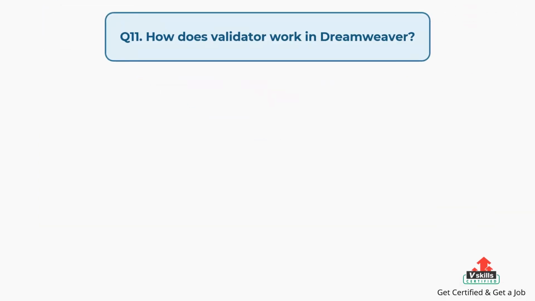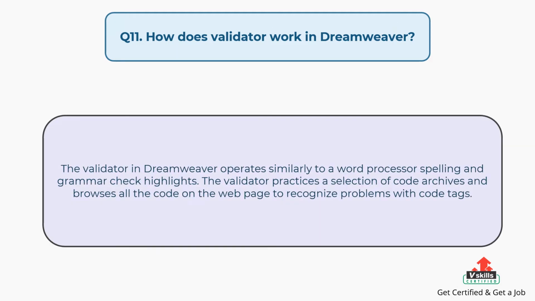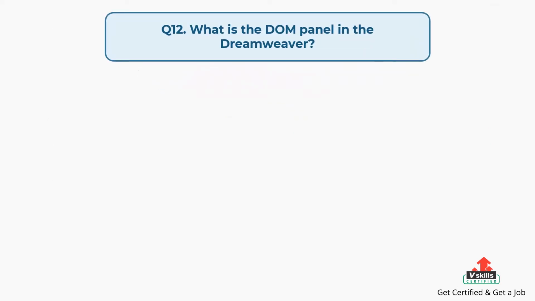Question number 11. How does Validator work in Dreamweaver? The answer is the Validator in Dreamweaver operates similarly to a word processor's spelling and grammar check highlights. The Validator uses a selection of code archives and browses all the code on the web page to recognize problems with code tags.